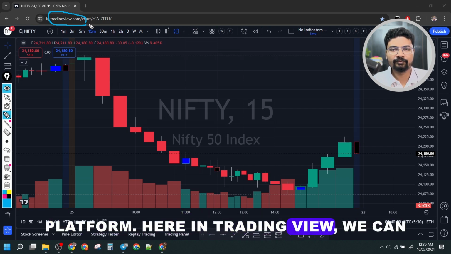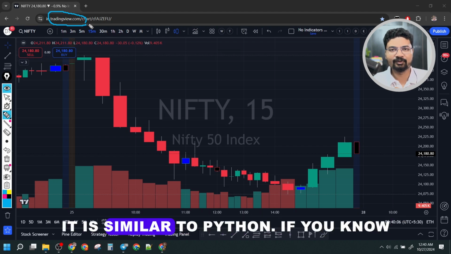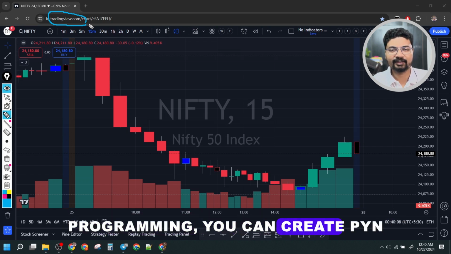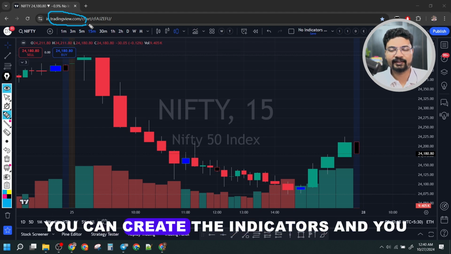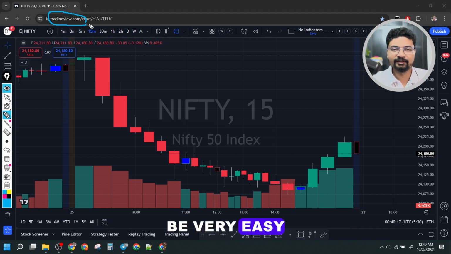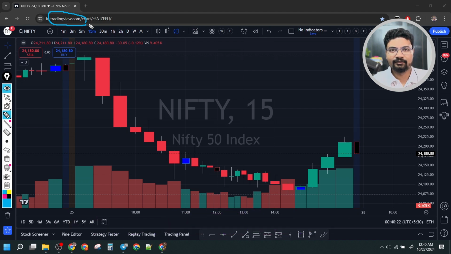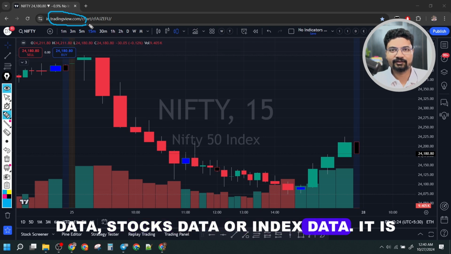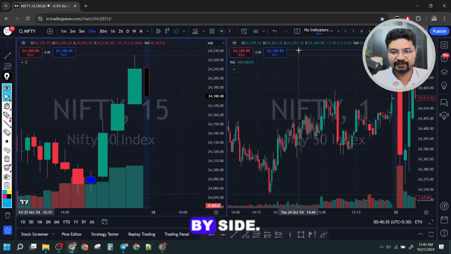Here in TradingView, we can create indicators with Pine script. If you know programming, it is similar to Python. You can create Pine indicators for whatever requirement you have and apply those on the charts. It will be very easy, much easier than writing your own code and getting stocks data or index data. I'm going to open a second chart side by side.